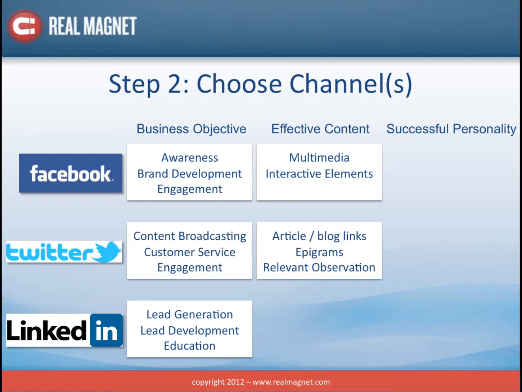On Twitter, one of the things people look to for Twitter is information and environment scanning. It's a great place to see who's reading what, to see who's recommending that you read this or take a look at that, particularly in a business landscape. So articles and blog links are very effective content, both your own and others. Also, the other 2 points I have here, epigrams and relevant observations.